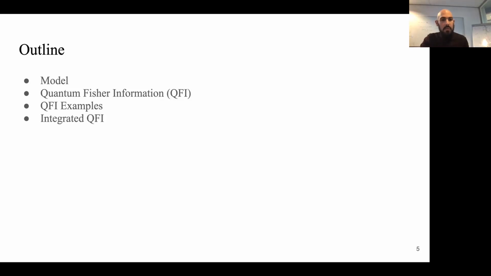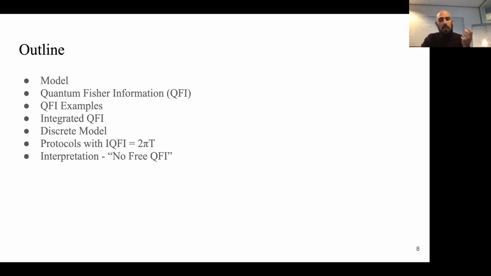I'll give some examples of what the quantum Fisher information is for a few different sensing protocols. I'll introduce the integrated quantum Fisher information, which is just going to be given by integrating over different frequencies. I'll then introduce a discrete model of a sensing protocol, which we'll use to derive a few results. We'll show that many protocols actually have an IQFI of 2 pi t, where t is the duration of the sensing protocol. We'll have an interpretation of this, which I'm going to call no free QFI. So we'll see that in the context of broadband sensing, sensitivity in some frequency band comes at the cost of sensitivity in other frequency bands.